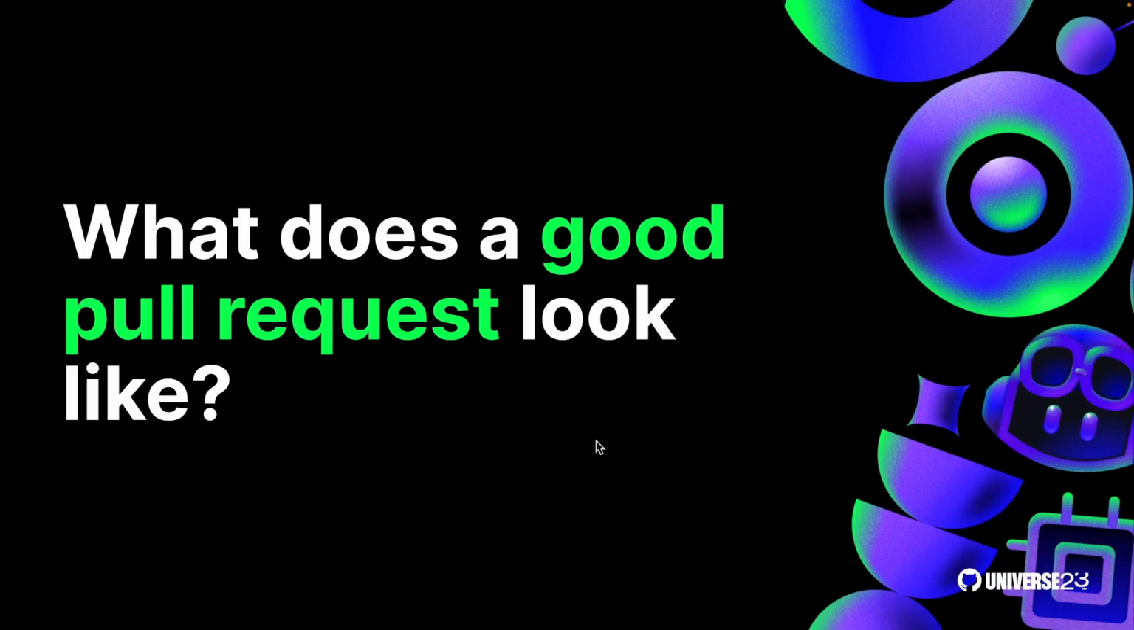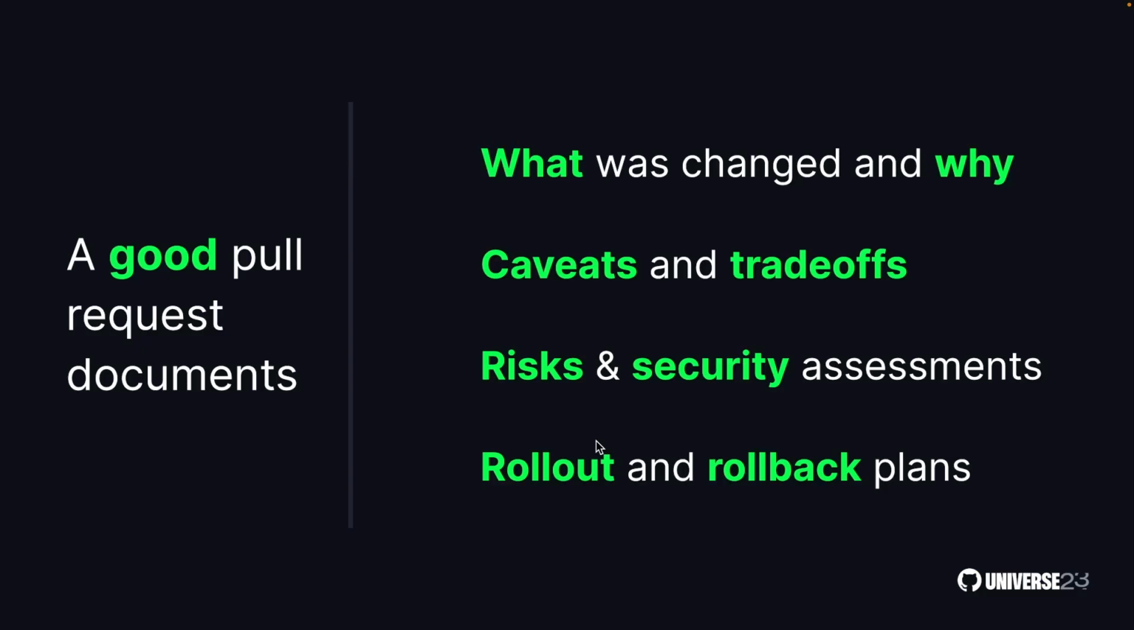So what does a good pull request really look like? A good pull request documents what was changed and why. It also documents the caveats and trade-offs of the code changes we've introduced. It documents the risks and security assessments that we've completed and that we want the reviewer of the pull request to be aware of. It also documents our rollout and rollback plans, okay?